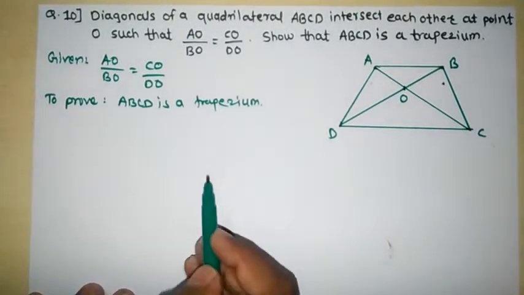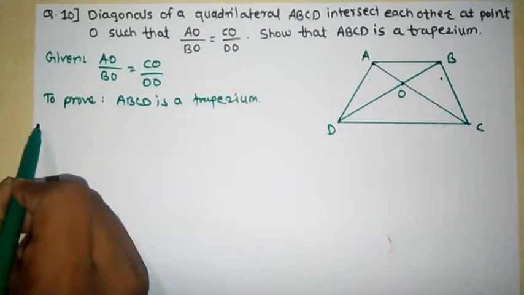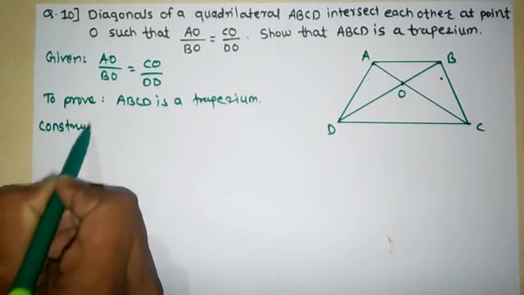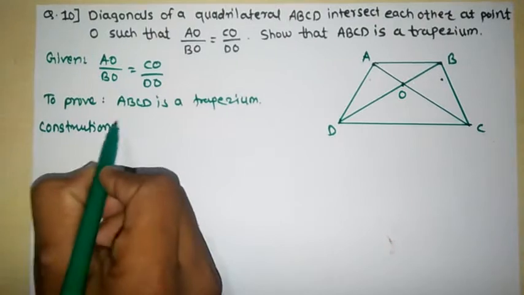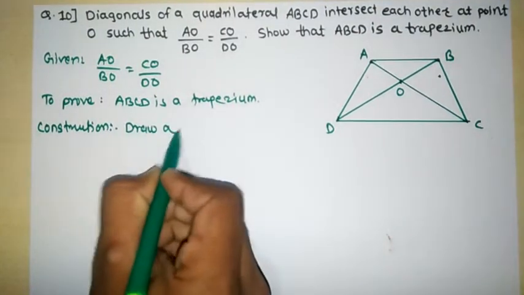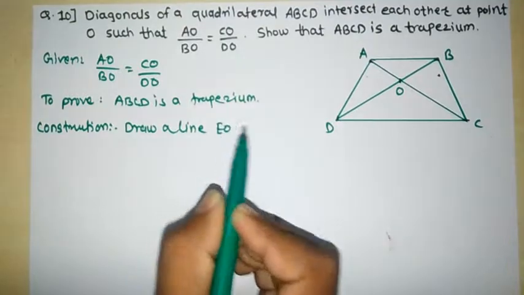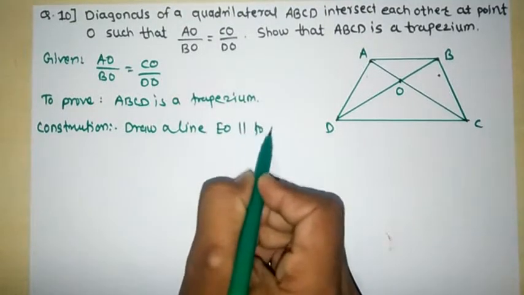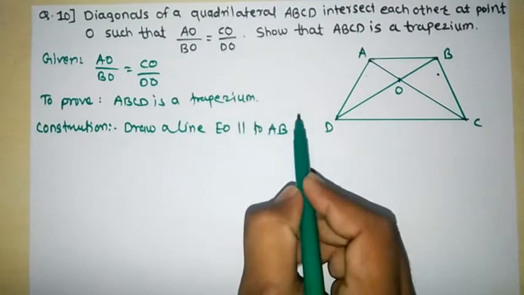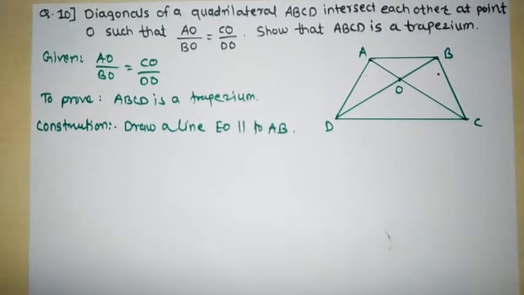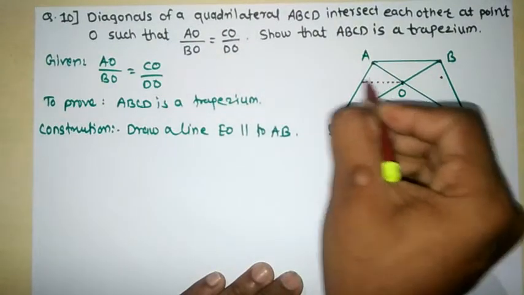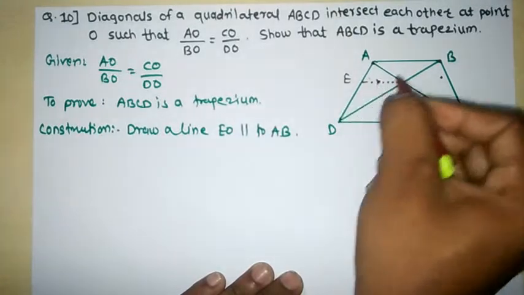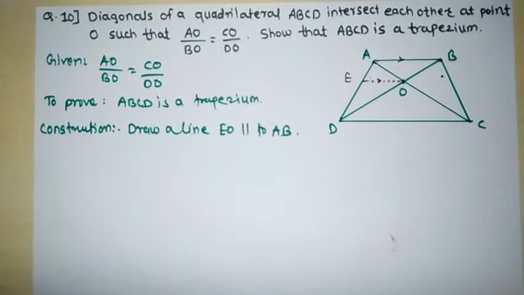How to prove? See here, to prove this we need one construction. First I have to make one construction. What is the construction? Draw a line EO parallel to side AB. Side AB को parallel line लगाना है आपको. This is the line EO which is parallel to the side AB.